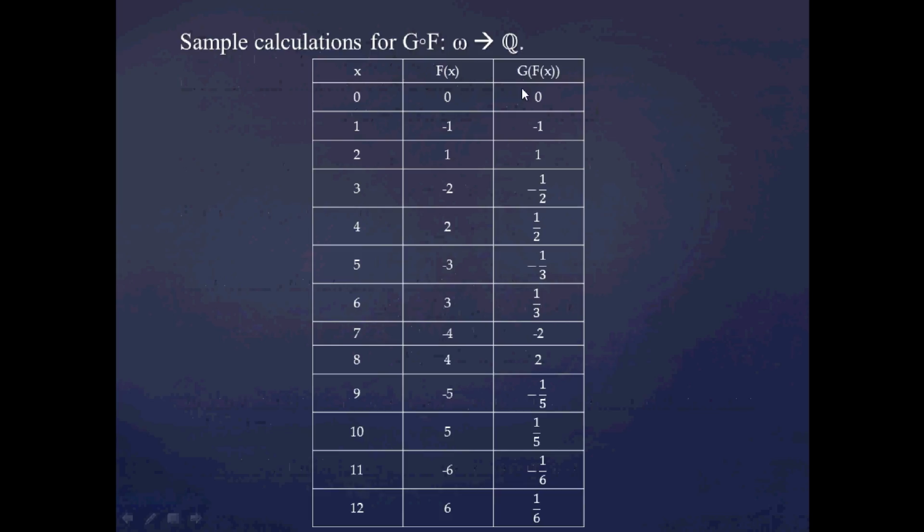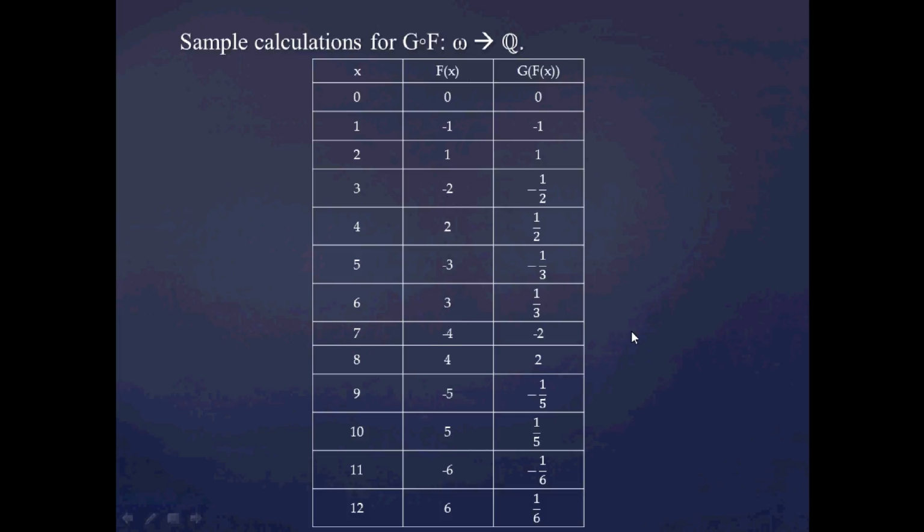So now that we've gone through the formal stuff, let's see some sample calculations for precisely that, g of f, which takes the naturals to the rationals. In this first column, I'm just listing out some of the natural numbers. In the second column, I apply f to the natural numbers to get their corresponding integer. This is just what we did before with the evens and odds.